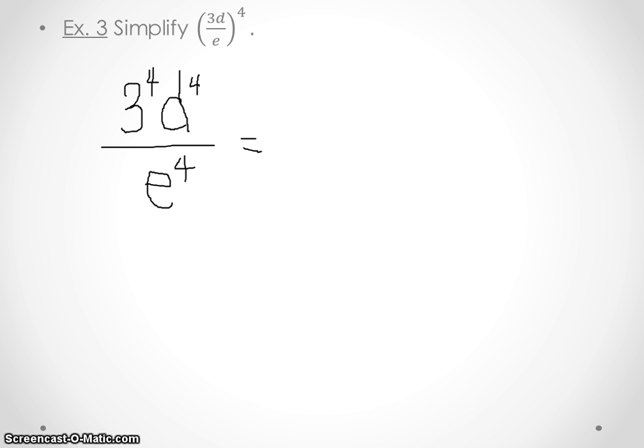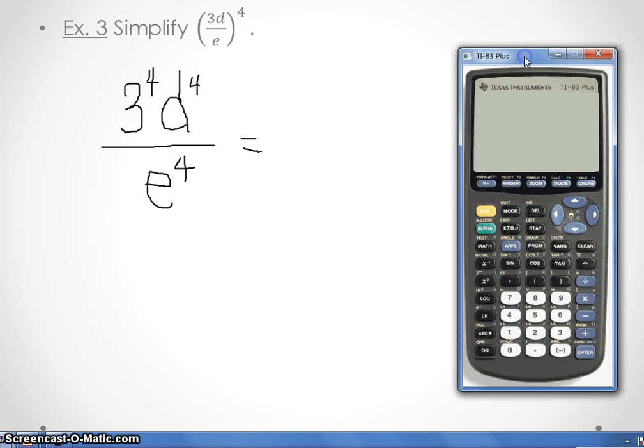Same with e, can't really do it. But I could take 3 to the 4th power. Now, you might be thinking, oh, I'm multiplying these, so let's add these together and get 7. No, no, no, no. These are not bases. These are 2 separate things. We have a base of 3 to an exponent of 4.